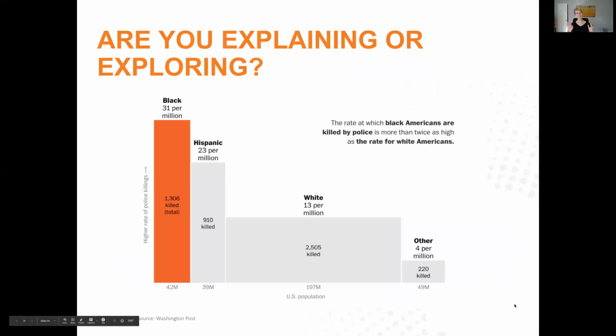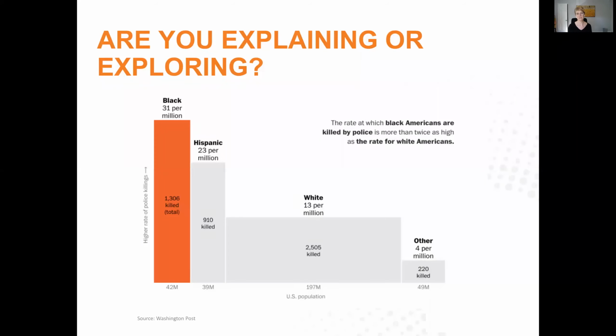So I like to think about every visualization along a spectrum of, am I trying to explain something, or are we just exploring? Are we exploring the data? Like, do we want to put it out there and just let people kind of look at it? And for interactive pieces, this is big, where you might click through and find what's interesting.